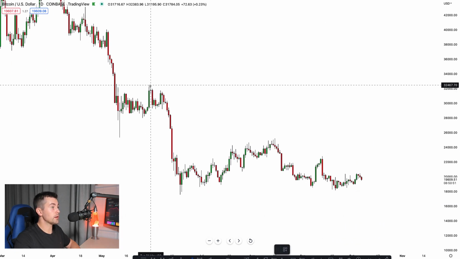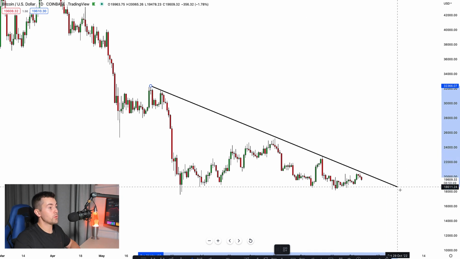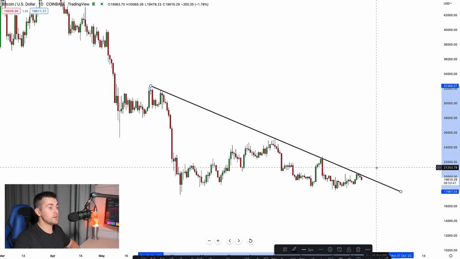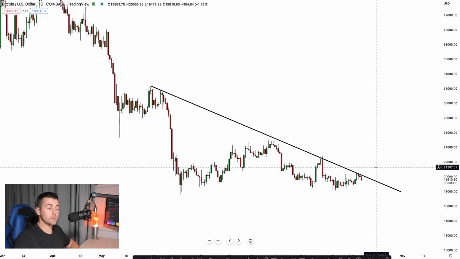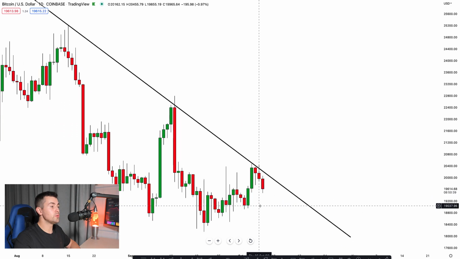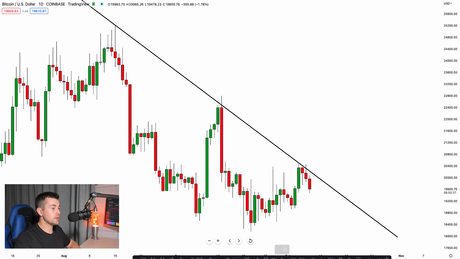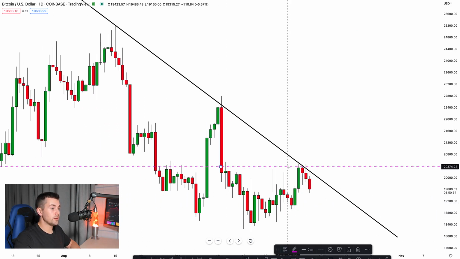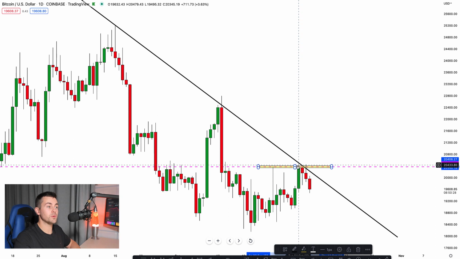If we take that structure high and draw a trend line, you can see that here we have a major falling trend line, and you can see how perfectly the market respected that trend line in the past. Now, if we zoom in the chart, you can see that that trend line matches perfectly with that horizontal structure. And you can see that on a daily, we were rejected from that resistance multiple times.